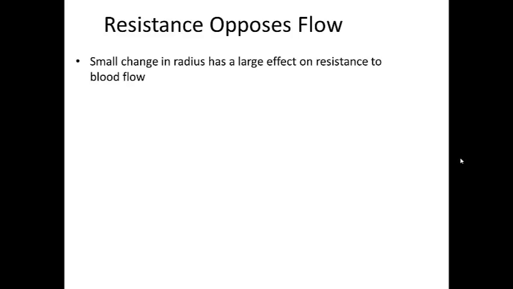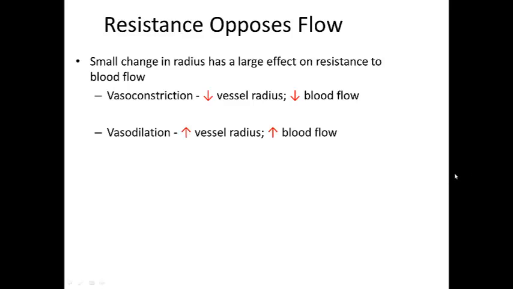All right, so hopefully you're appreciating the fact that resistance is going to oppose flow. These forces are working against each other, and just a small change in radius is going to have a very large effect on resistance due to that factor being raised to the 4th power. And as we'll see, vasoconstriction reduces the radius of the blood vessel, and it is going to, in effect, reduce blood flow. On the other hand, with vasodilation, the vessel opens up, the vessel radius increases, and as a result, blood flow increases.